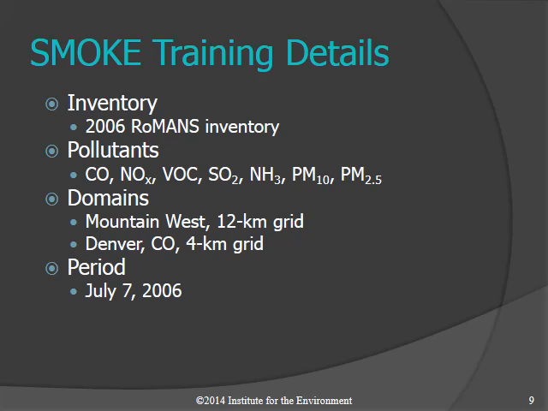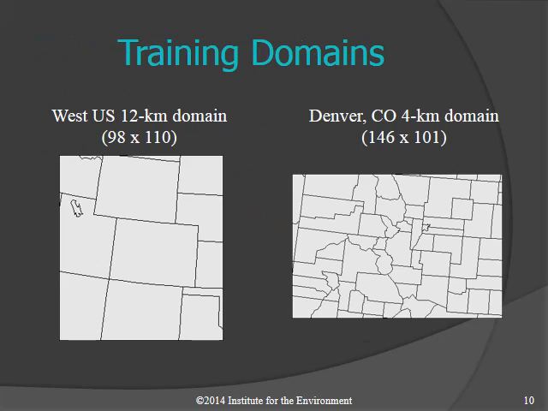You will use the training case to prepare emissions estimates for all of the criteria pollutants over 2 domains centered on Denver, Colorado. You will produce emissions for a single day, July 7th, 2006. This slide shows the 2 modeling domains that will be used for this training: a 12-kilometer domain over the Intermountain West and a 4-kilometer domain centered on Denver, Colorado.